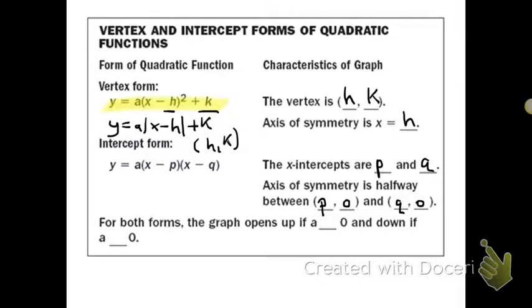For both forms, the graph is going to open up if the a value is bigger than 0 and down if the a value is less than 0.